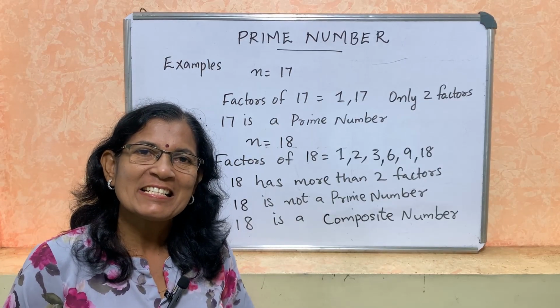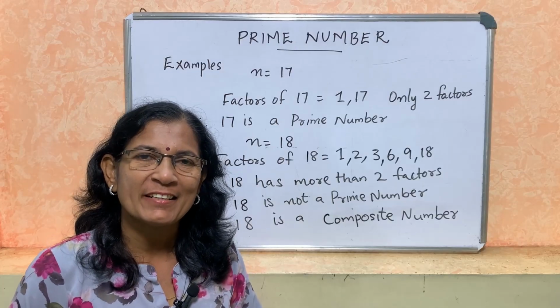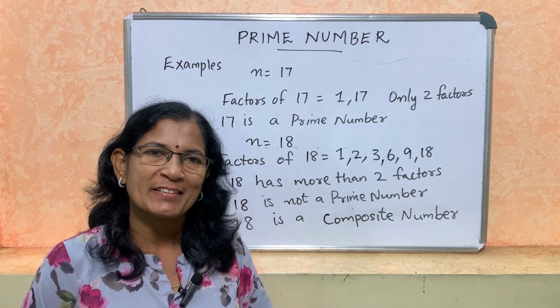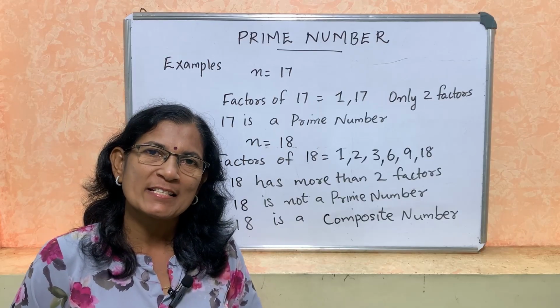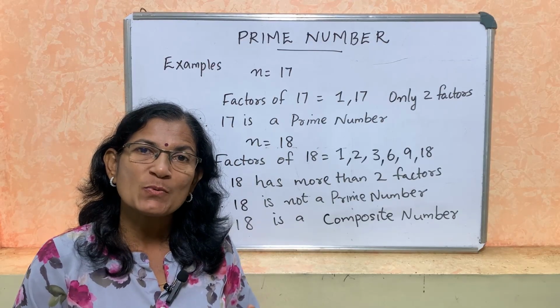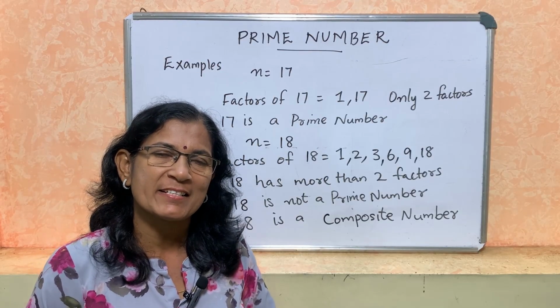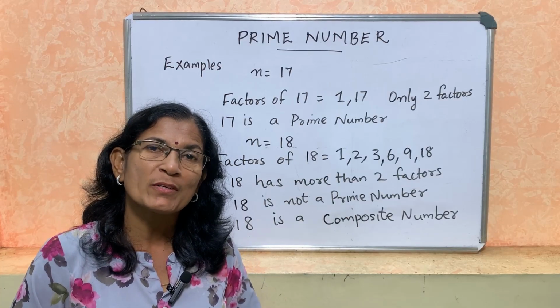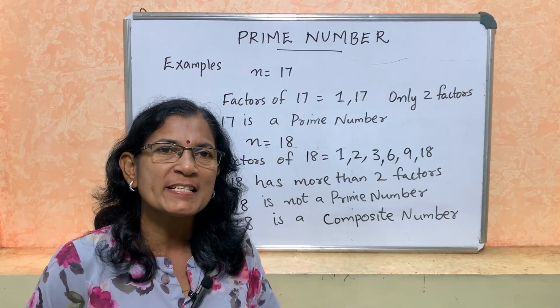Today, let's learn to write a program in Java to check whether a given number is a prime number or not. What kind of numbers are called prime numbers? Numbers which have only two factors are called prime numbers. Numbers which have more than two factors are called composite numbers.